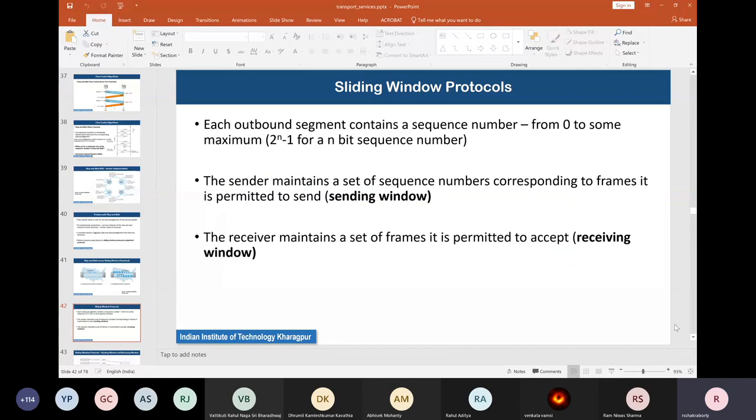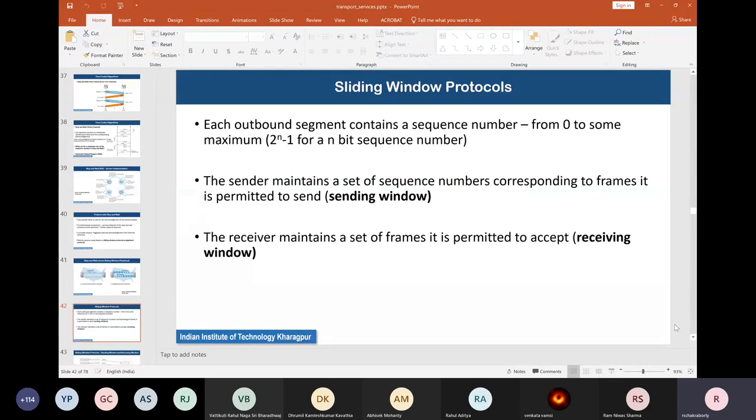Anyways, coming back to the protocols themselves, now there is a set of sequence numbers corresponding to outgoing frames and a set of sequence numbers corresponding to incoming frames. One is called the sending window and the other is called the receiving window. So each outbound segment now contains a sequence number from 0 to some maximum, say 2 power n minus 1 for an n bit sequence number.